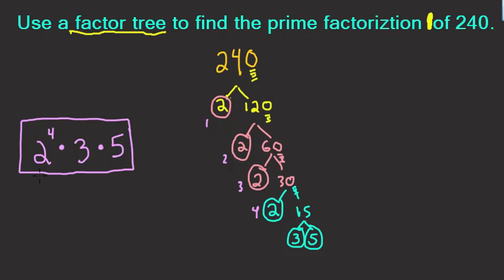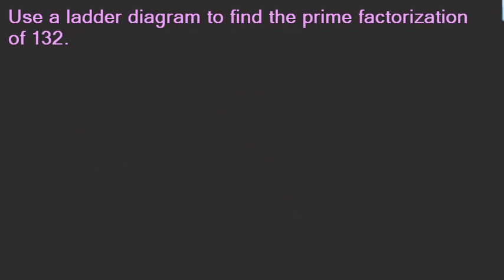Notice all the numbers are prime. 2, 3, and 5 are prime. And if I multiply all of these together, I will end up with 240. Make sure you get all of this copied down. Use a ladder diagram to find the prime factorization of 132. Alright.